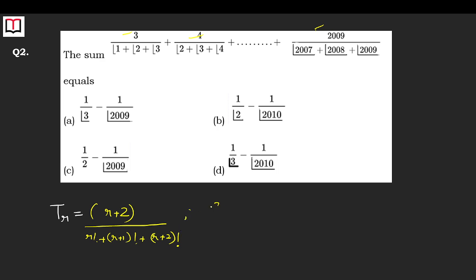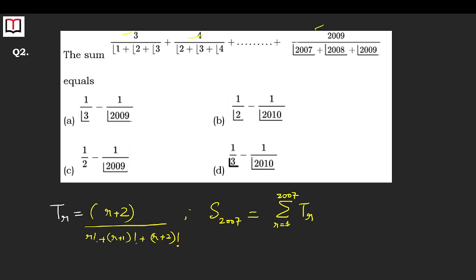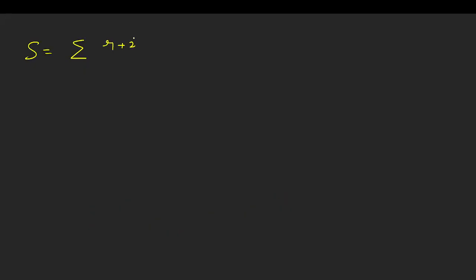Now see, what do we need? We need the sum of such a series where the last term will be 2007. So S 2007 will be nothing but the summation of T r, the general term, when r goes from 1 to 2007. Isn't that fine? Now see, S is the summation, and we have in the numerator r plus 2, over r factorial plus (r plus 1) factorial plus (r plus 2) factorial.